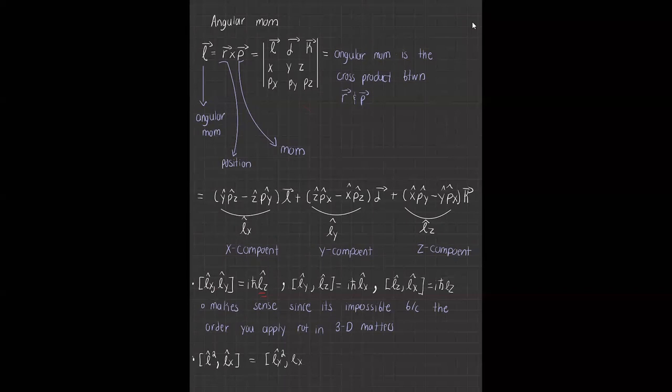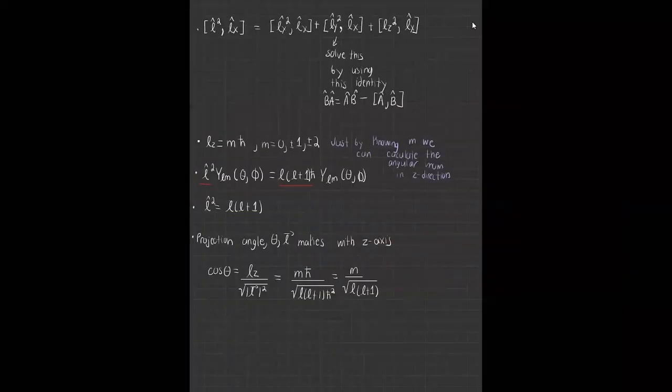Okay, and let's point out this. And then from here, you see that if you do the commutator with the angular momentum squared, it's just going to be equal to 0. And you get this by using this relation.